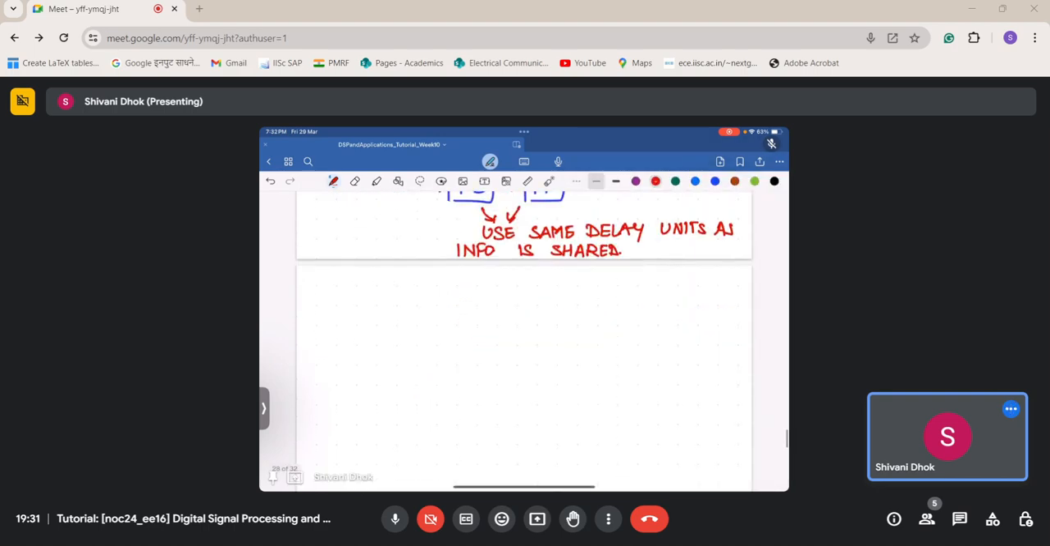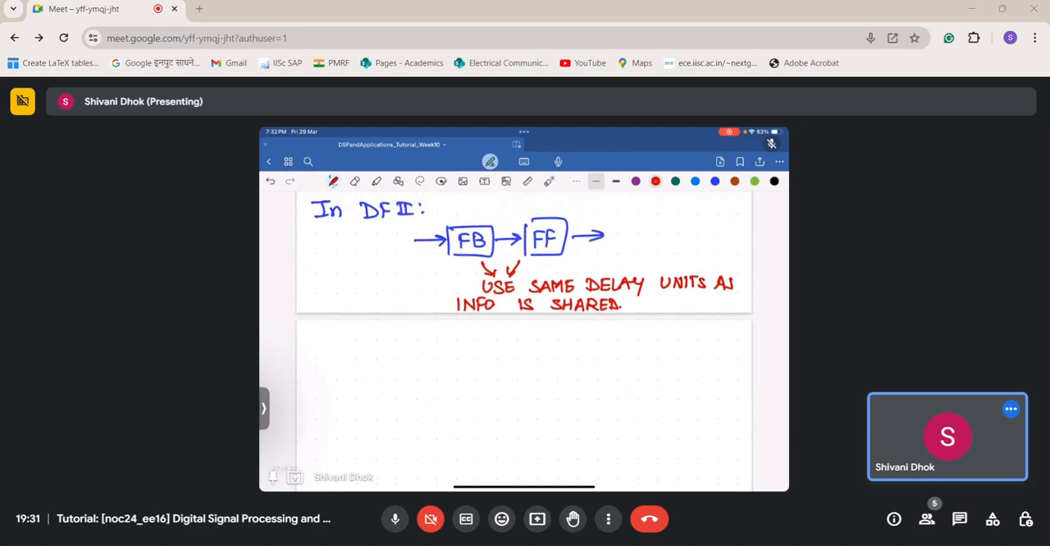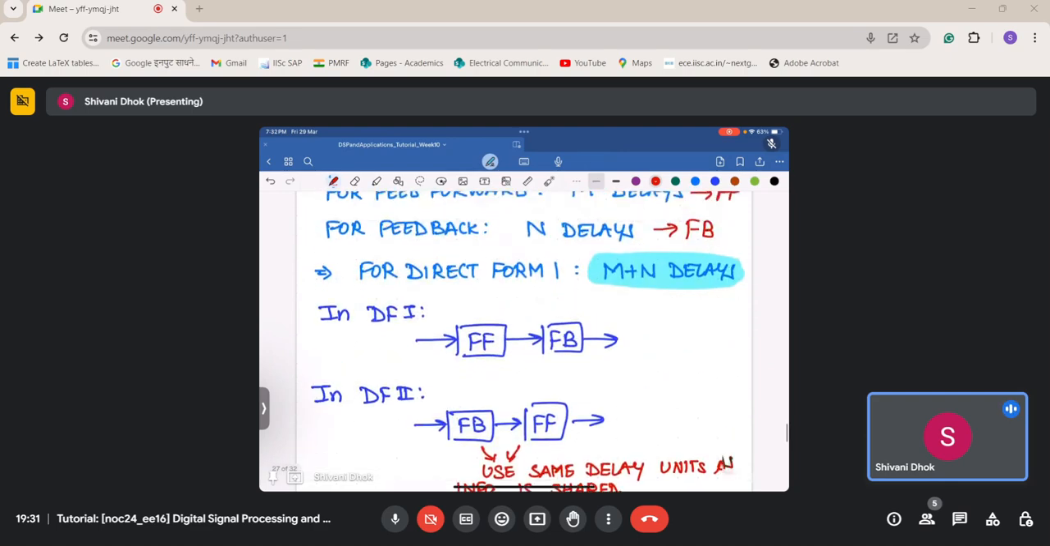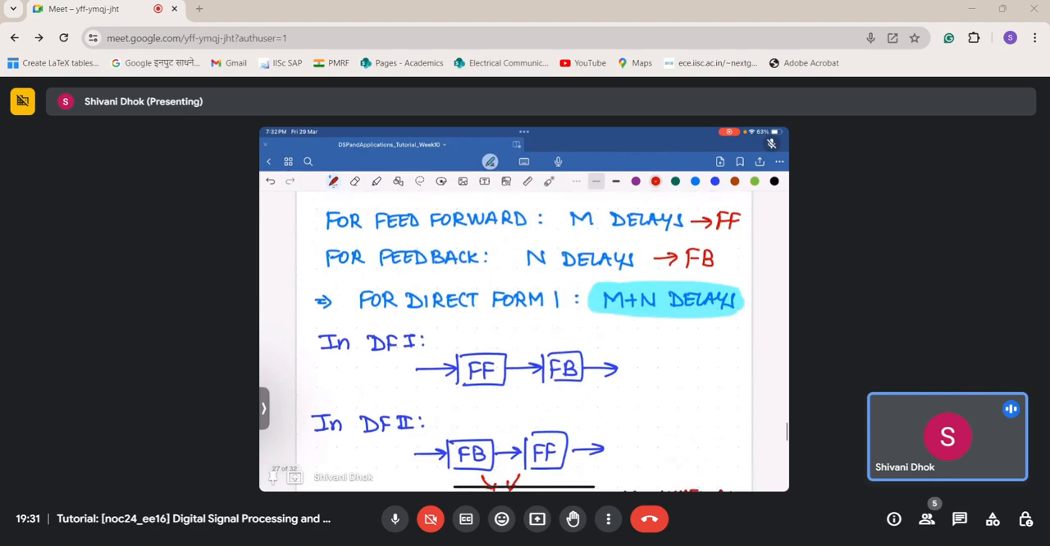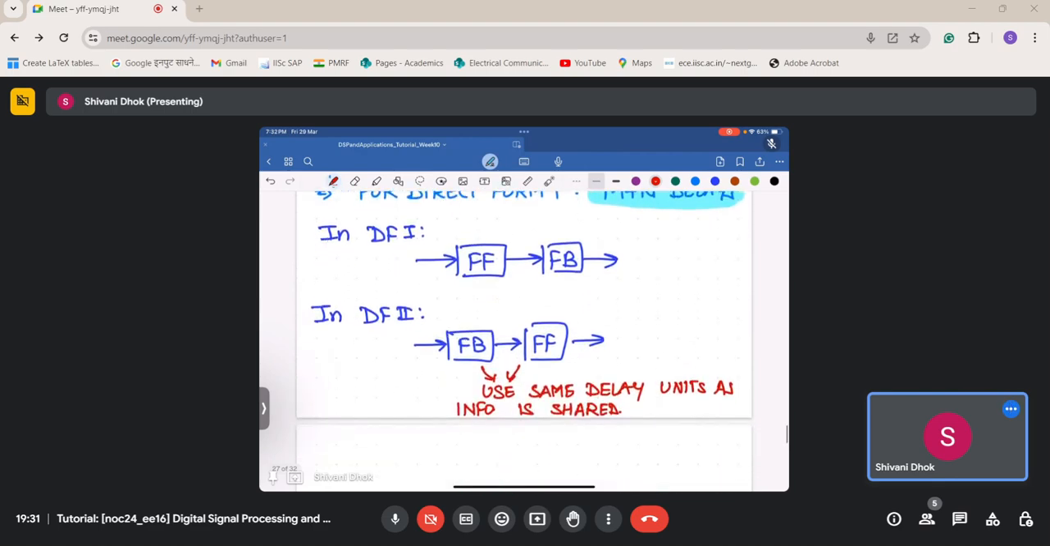And therefore, if I'm using the same delays for both the feedback and feed forward parts, and if feedback requires n delays and feed forward requires m delays, and I'm merging these two things and using the same delays, then I will use a number of delay units equal to the max of m and n.